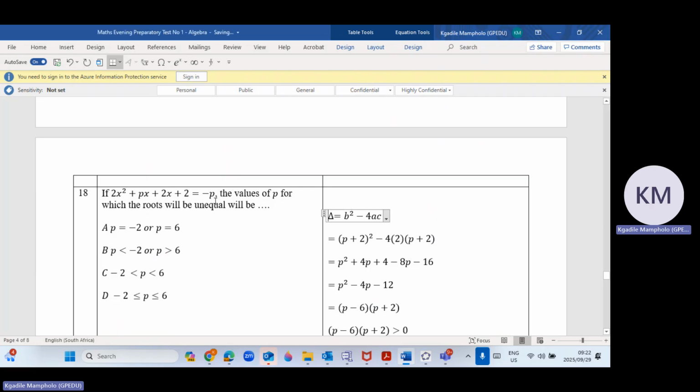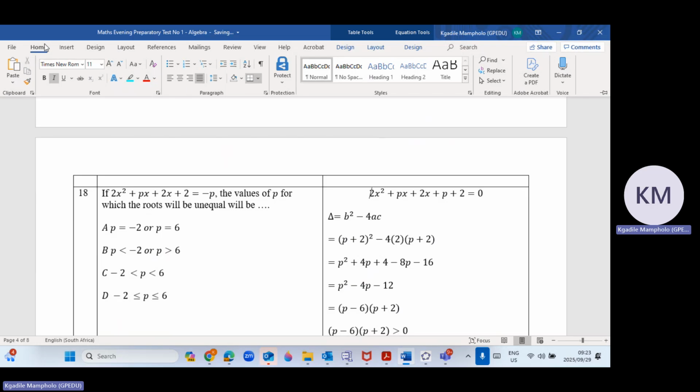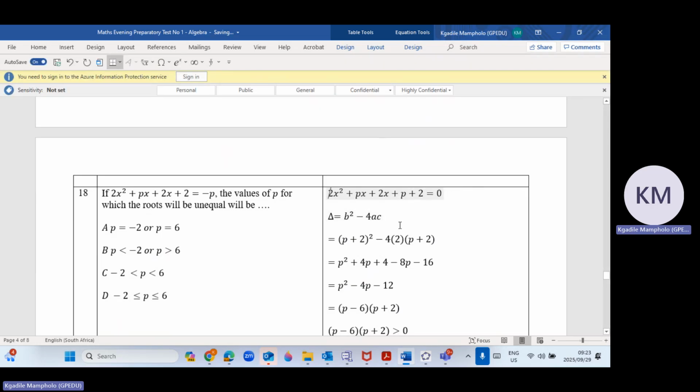Remember, the equation must be in a standard form. You first take everything to the left so that the equation equals to 0. When the equation equals to 0, when you take p to the other side, then you'll have this. P will come to this side, plus, then we say equals to 0. Remember, you don't substitute to the discriminant if your equation is not in a standard form. Now that it's in a standard form, we can say discriminant equals to b squared minus 4ac.